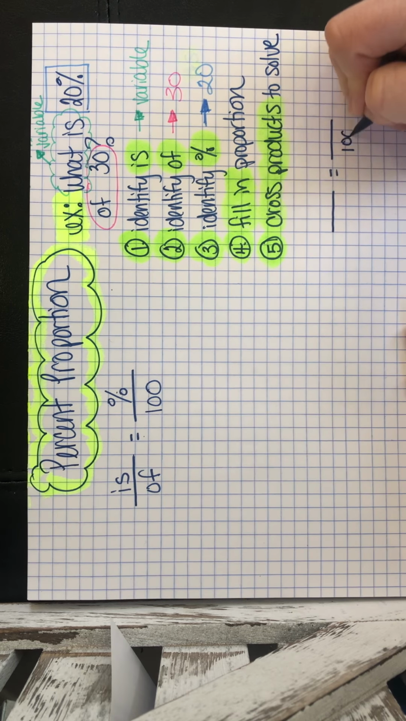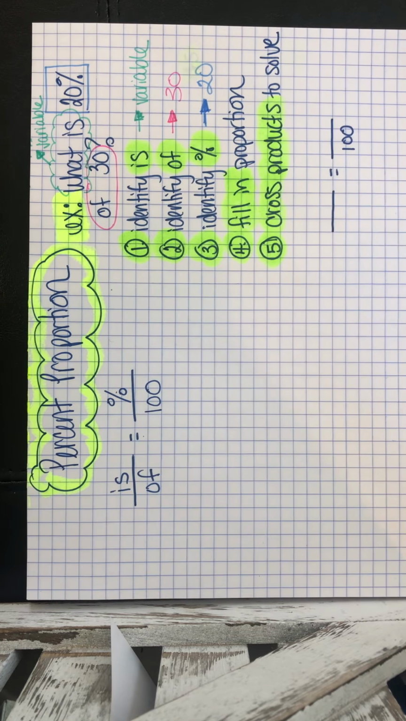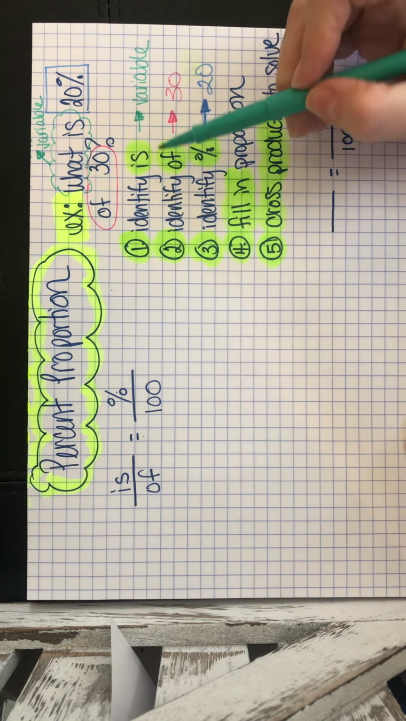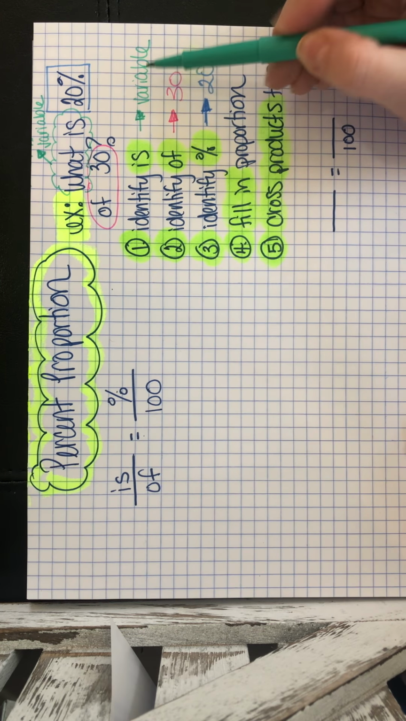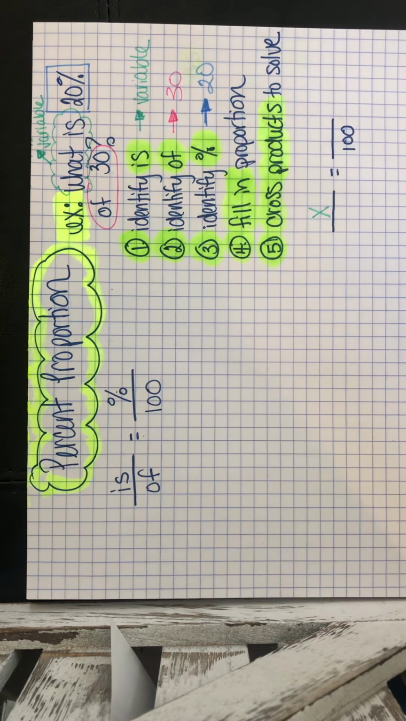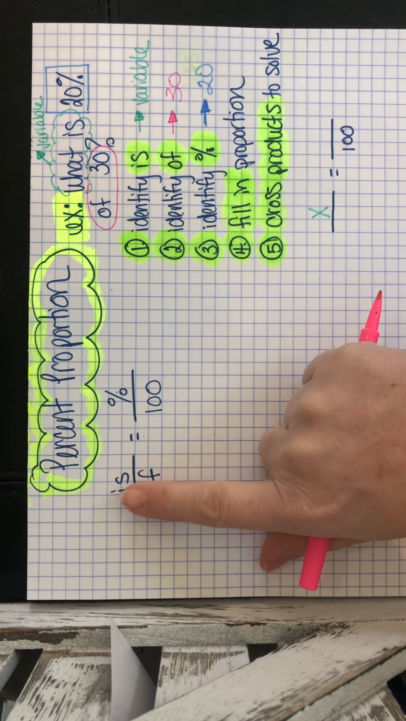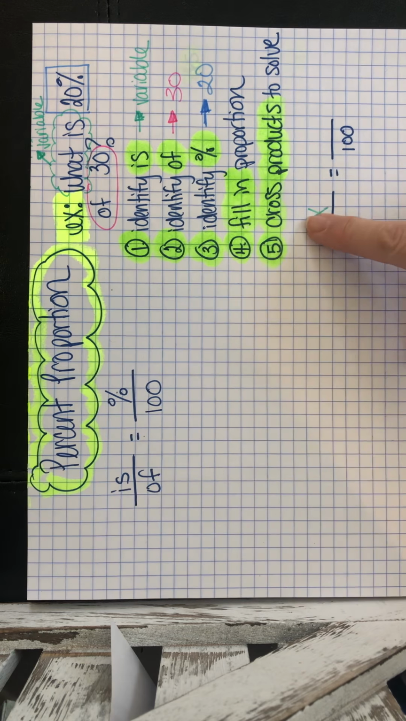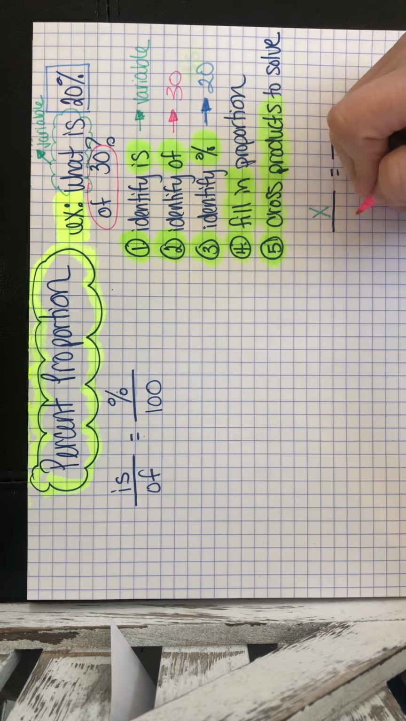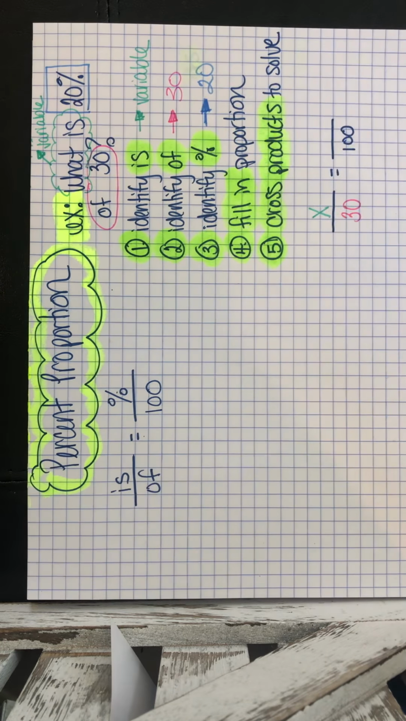So 100 is always given, so I'm going to fill that in right off the bat. Then I'm going to fill in my information. So my "is" we're going to give a variable. Any variable you want, I'm going to give it an X. My "of" I have listed as 30. So according to this, "is" over "of," so down here, I'm going to fill in 30.